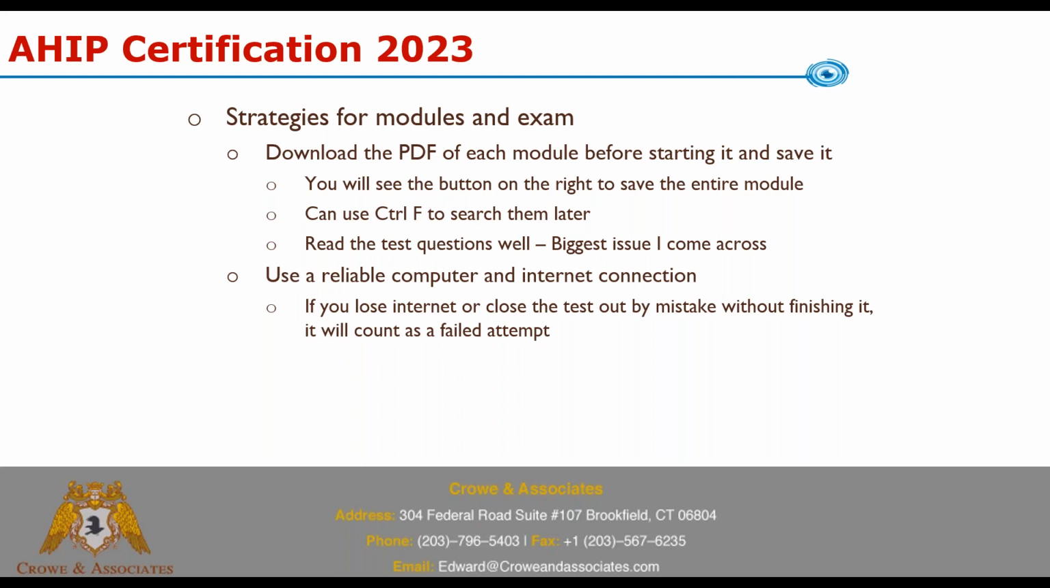Biggest one I get is read the test question well. I think a majority of the time people that get questions wrong on AHIP is because they're not reading it. They're not taking their time to read it. They're just half reading it, and they really know the answer. They just aren't reading the question. Use a reliable computer and internet. I can't tell you how many times people say to me, I was almost done and I lost my internet connection without finishing. If that happens, it's going to count as a fail. So make sure you have a reliable internet connection when you're taking the test.